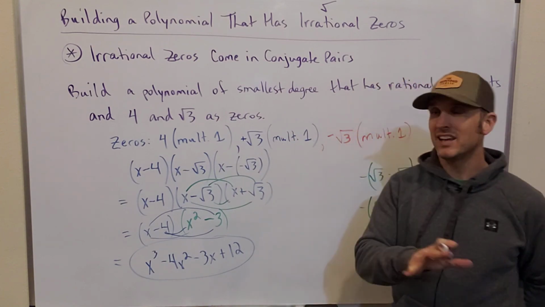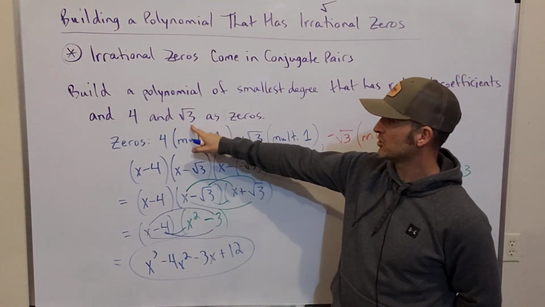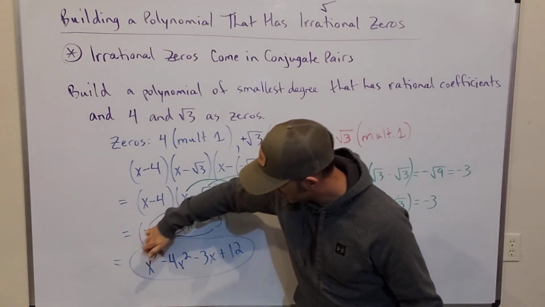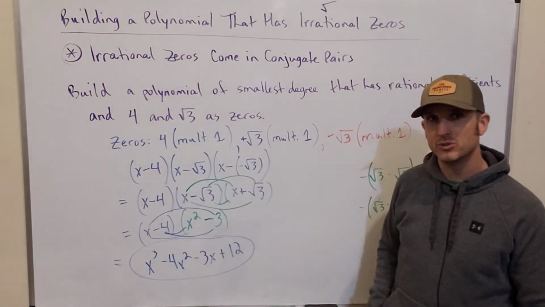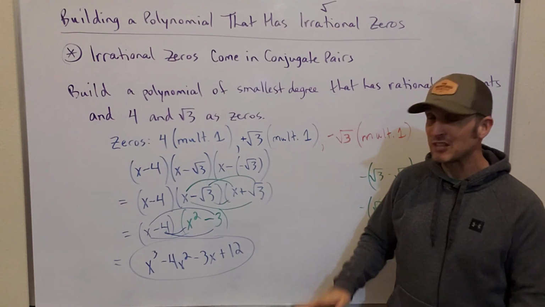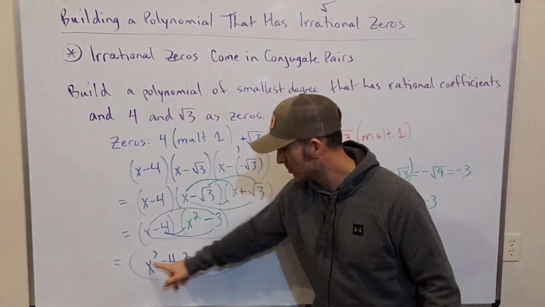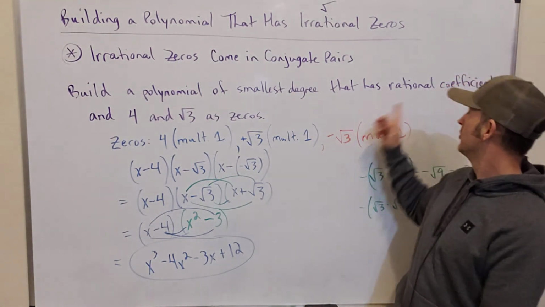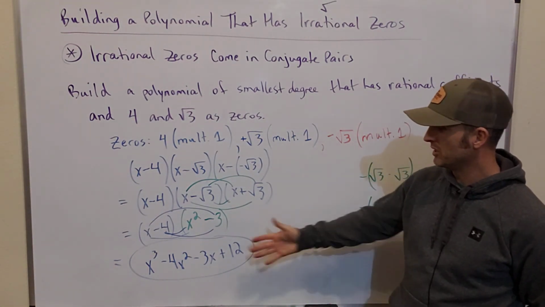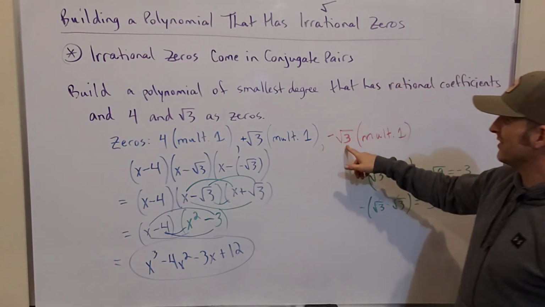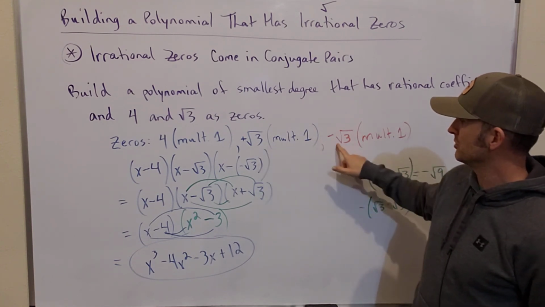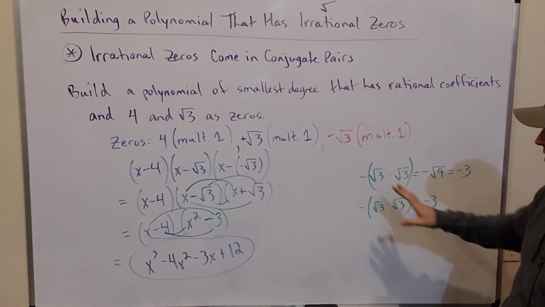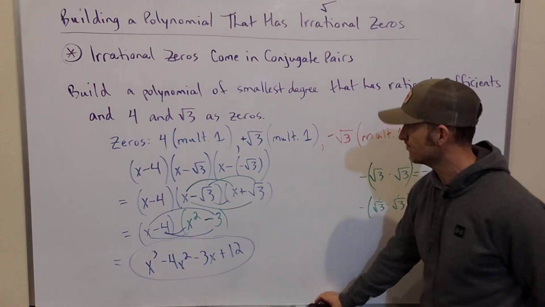So look how fantastic this is. We started with an irrational 0, but in our final answer, we got rational coefficients. No square roots there. In fact, we got integer coefficients. We got whole number coefficients. We don't have any fractions. Fractions would have been okay with rational coefficients, but we didn't even get those. So by building in the conjugate of the irrational 0, we ensured that when we multiplied, this process here would happen and all the square roots would go away.